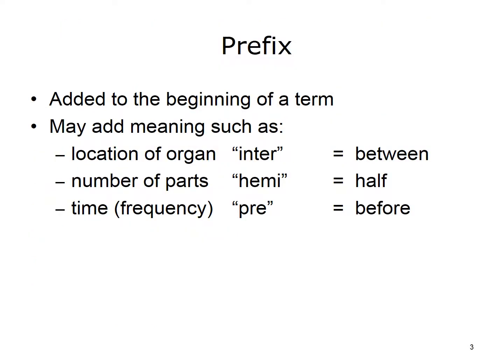A prefix is added to the beginning of a term. The prefix may provide additional meaning, such as the location of an organ, the number of parts, or the time or frequency. As an example of location of organ, inter means between. As an example for number of parts, hemi means half. And an example for time or frequency, pre means before.